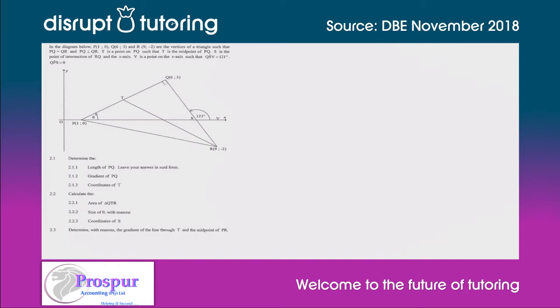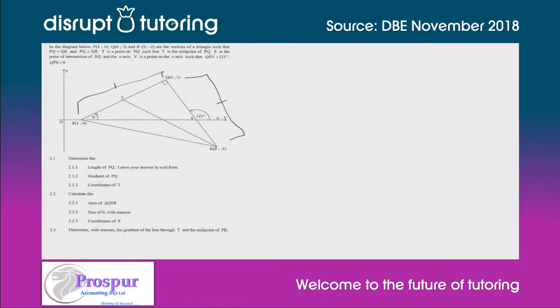equals QR. So that's very important. Let's mark that in. So it's this PQ over here, and that equals QR. So it equals that line over there. We just need to make sure we remember that. And PQ is perpendicular to QR, which they've noted for us already.